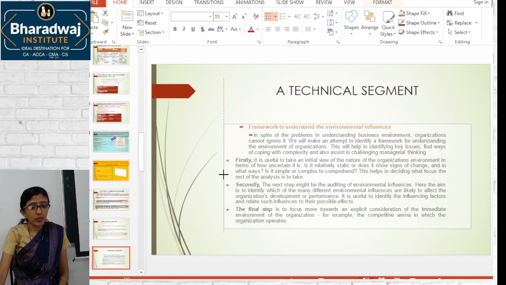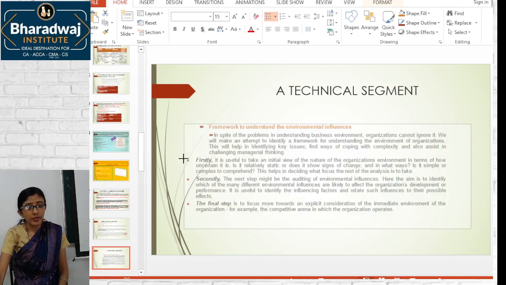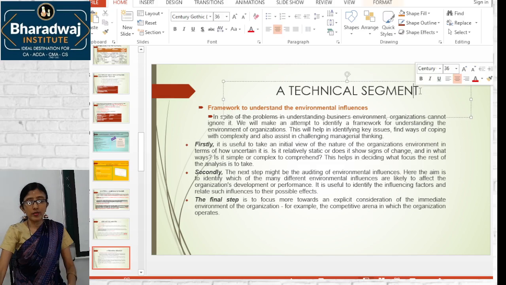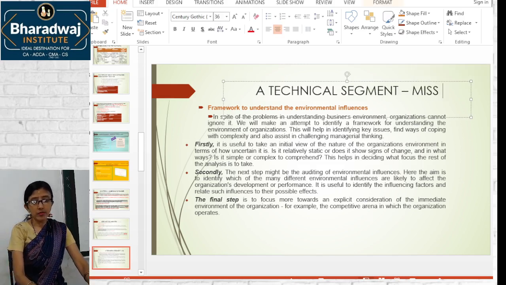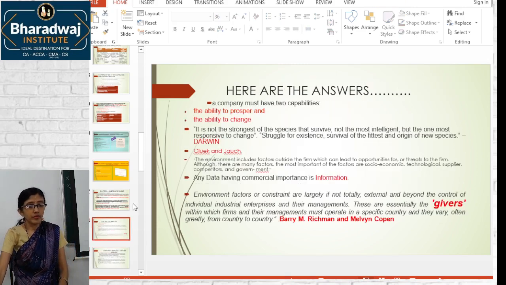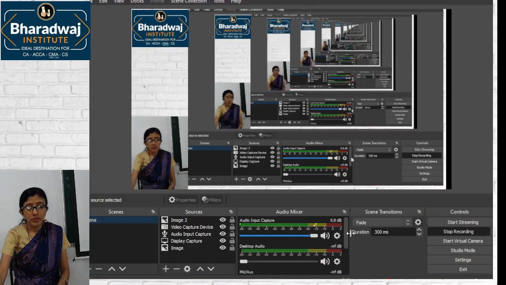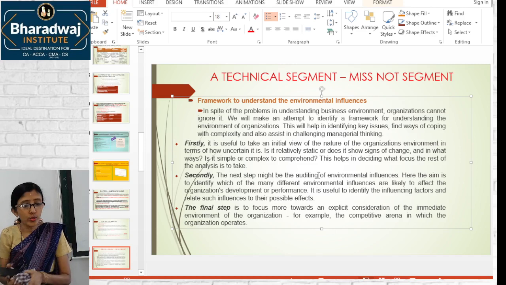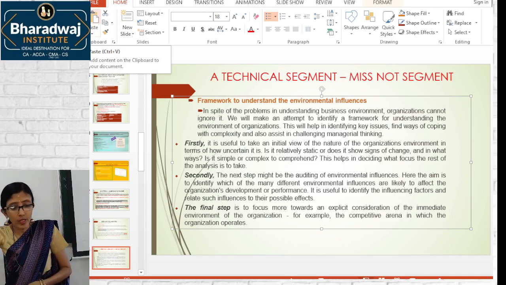Now, my dear students, look at this, what is called a technical segment. There is a possibility that you might miss this segment, so mark it as "must not miss" segment. Take it down. So this is what I wanted you to look into. That is a technical segment in this chapter. That is, what is the framework to understand environmental influences? So that is one question, my dear students.